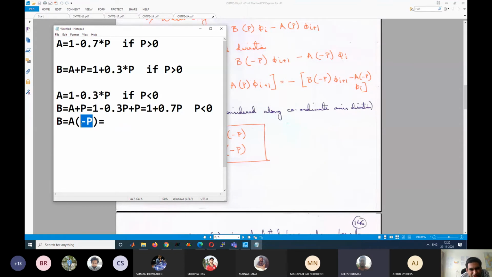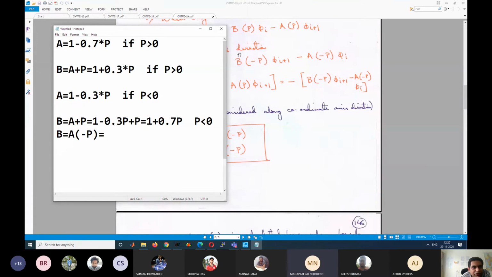It will become positive. So which expression of a are we going to use, the bottom one or the top one? Greater than 0, the top one we will use, but we have to replace p by minus p. So it will become 1 minus 0.7 into minus p, which is equal to 1 plus 0.7 p. So either way it will be the same expression.